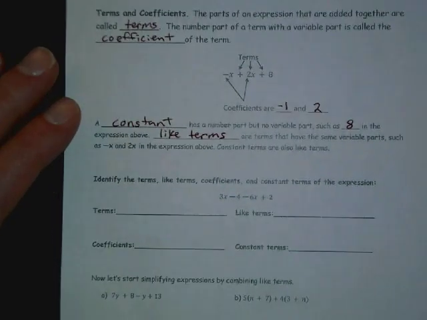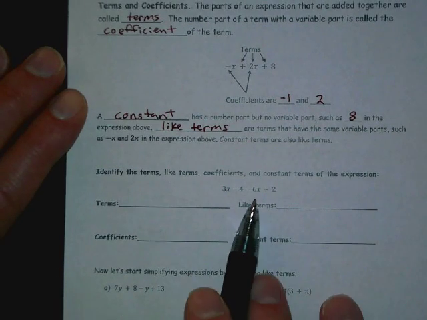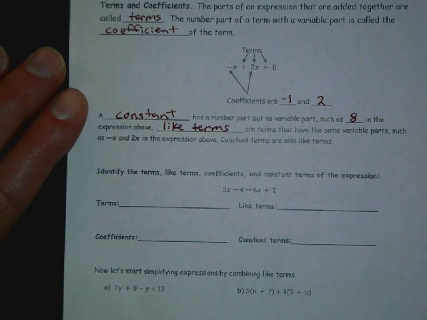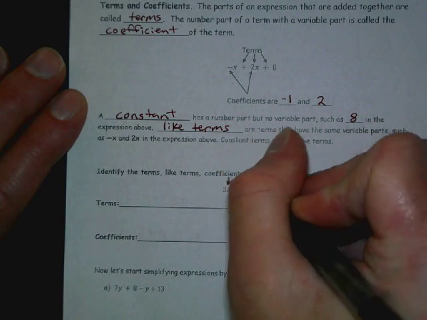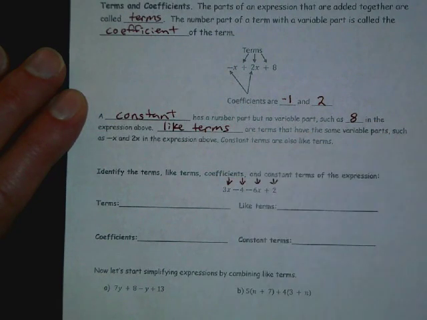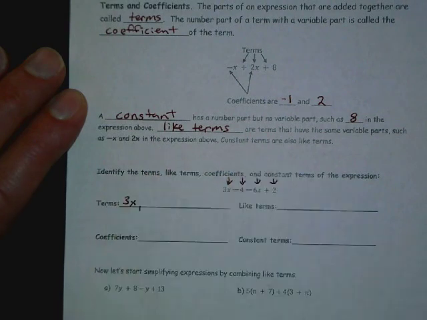Okay, so move down here, and we're going to identify the different parts of this. So when we have 3x minus 4 minus 6x plus 2, first we're going to write down all the terms. Okay, terms are separated by plus or minus signs. So this would be a term, that would be a term, that would be a term, that would be a term. So our terms here would be 3x.